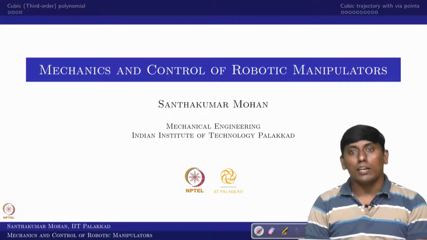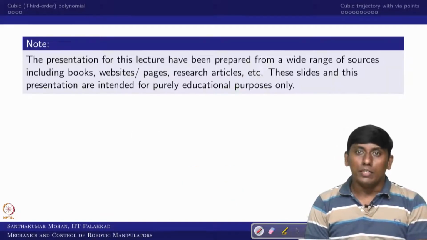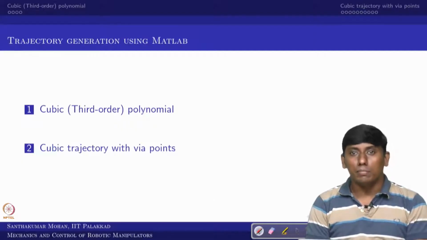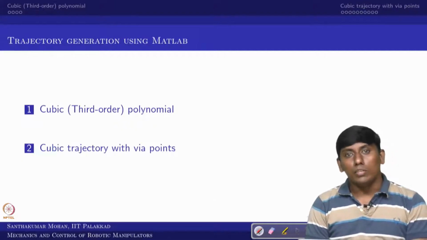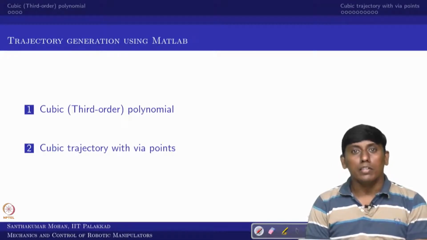In this particular class we are going to see how we can generate a trajectory using different functions, say a polynomial function or a cycloidal function, and we are trying to do that with the help of Matlab. In this short lecture we are going to see the third order polynomial, the cubic polynomial function, as the trajectory generator.